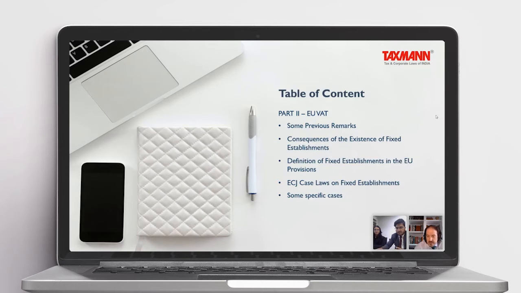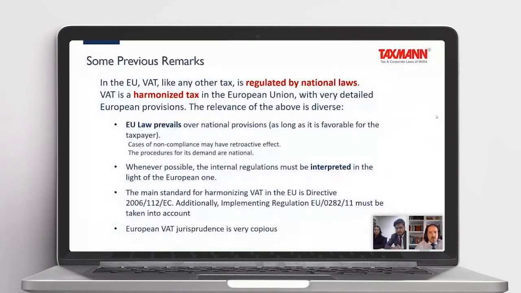I'm trying to move ahead. Some previous remarks. Thank you very much. And the previous remark is that there is no European VAT. We have the Spanish VAT, we have the French VAT, we have the Italian VAT, or we have the German VAT, but there is no European VAT. What we have instead are harmonization rules. I mean, we have a directive, the VAT directive, which is a very detailed one. It's a directive with more than 400 articles. So it's an important directive.